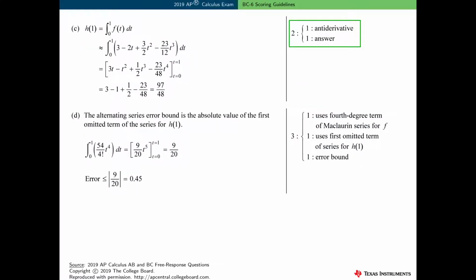Part C was worth 2 points. The first point was for finding the antiderivative, and the second point was for the correct answer, that is, the approximation. Part D was worth 3 points. The first point was for using the fourth-degree term of the Maclaurin series for f. The second point was for using the first omitted term of the series for h of 1 in finding the error bound. And the third point was for explicitly indicating the error bound.